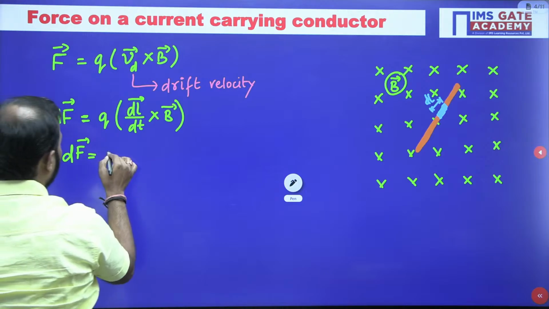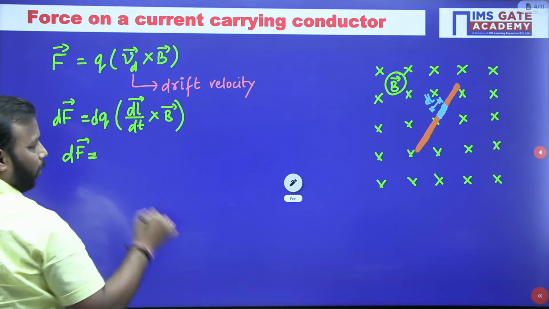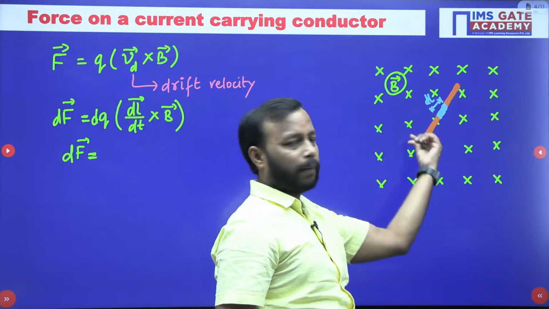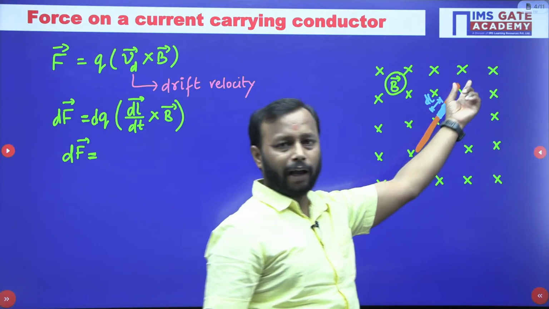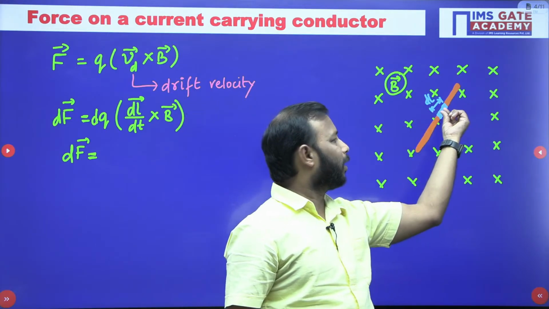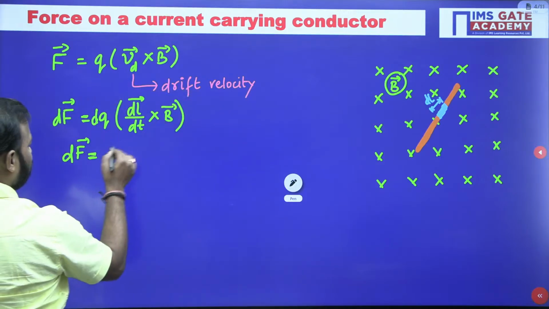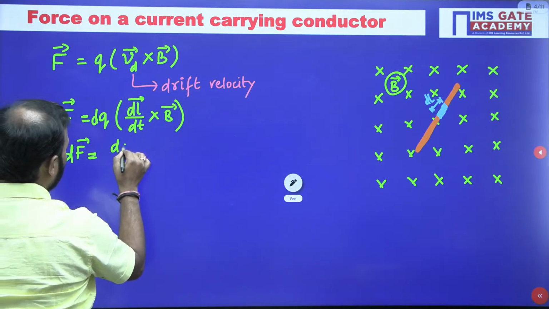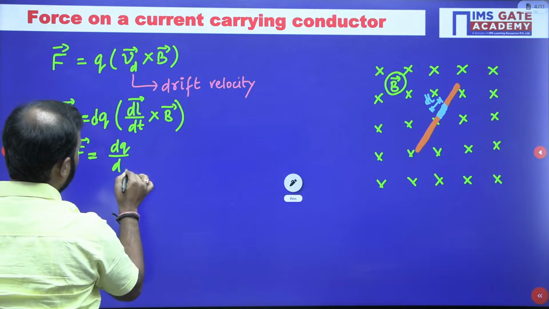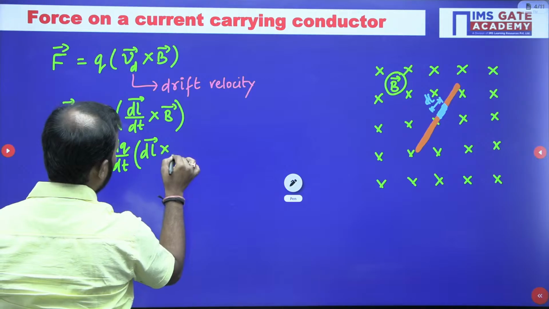del F will be del Q, because of the small charge. I am not taking the complete charge. Assuming that the entire length has a charge Q, a small length del L will have a charge del Q. So I have written del Q over here. Take dt outside, so dq by dt into del L into B.